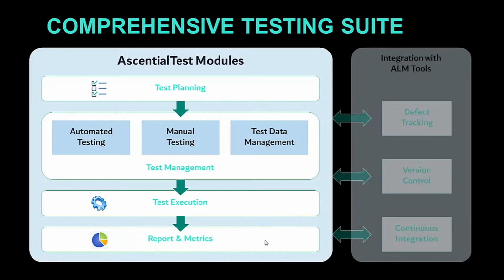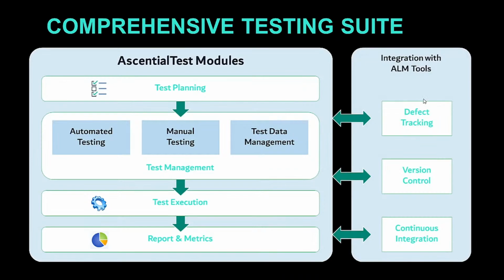Now, AscentialTest is integrated with other tools like defect tracking. Today we're integrated with Jira for defect tracking, but very soon we'll be integrated with Azure DevOps for defect tracking as well. We're integrated with Subversion for version control, but very soon we'll be integrated with both Git and TFS. For continuous integration, we have plugins for both Jenkins and Azure DevOps. And because AscentialTest has a very robust command line, you can execute anything from the command line that you can from within AscentialTest. We can easily integrate with any continuous integration solutions.